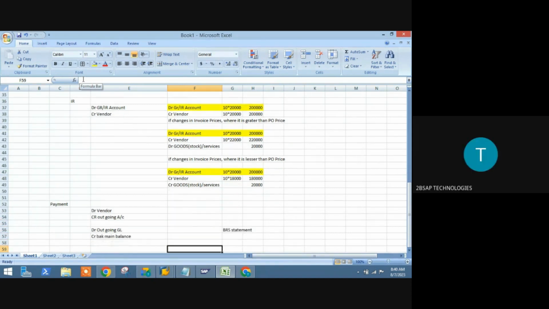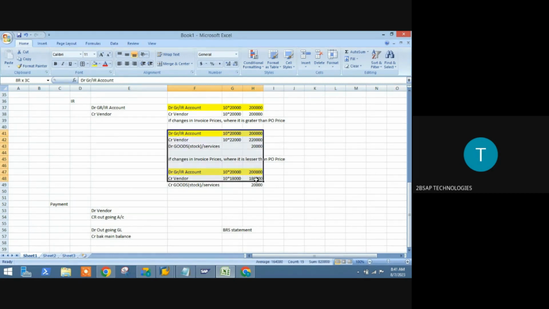Then after that you do your payment. How much amount you need to pay based on the cases? If this is the case, you need to pay 2 lakh. If this is the case, you need to pay 2,20,000. If this is the case, you need to pay 1,80,000. Based on your invoice, you are going to do your payment.